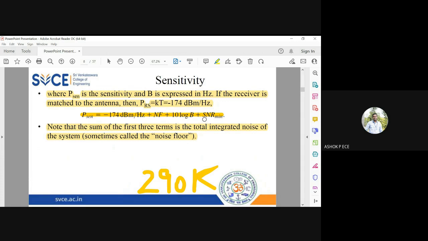Because SNR is still there. If SNR is not there, this will be completely noise. Since SNR is there as the fourth term, the first three terms together are called the noise floor. So if you draw a line, if this is your noise floor, and you have a minimum SNR operating on the device, your device will be operating above the noise floor.